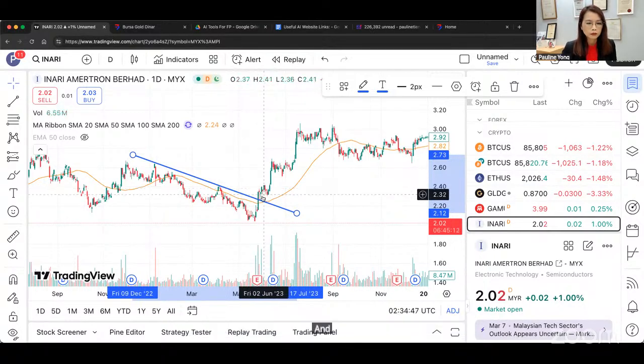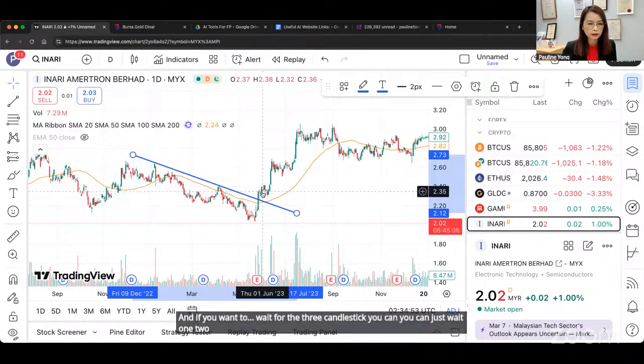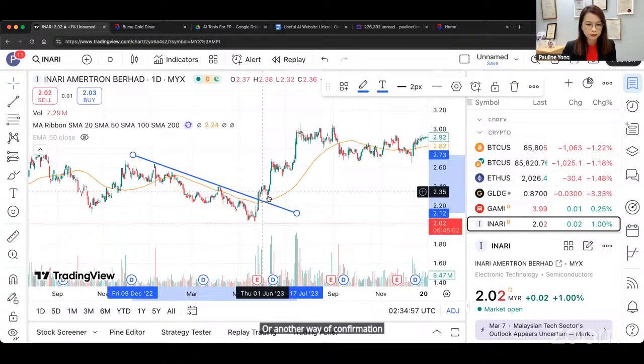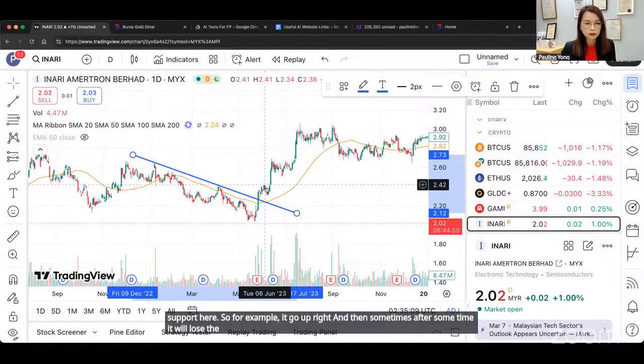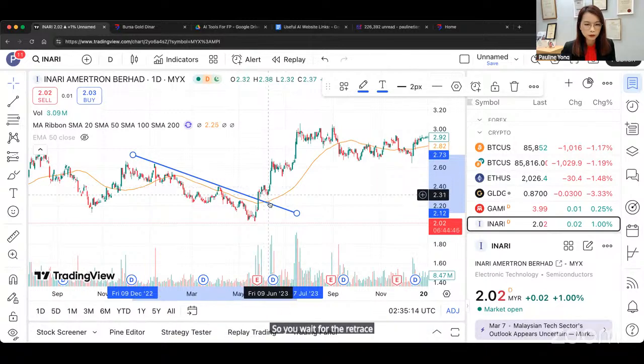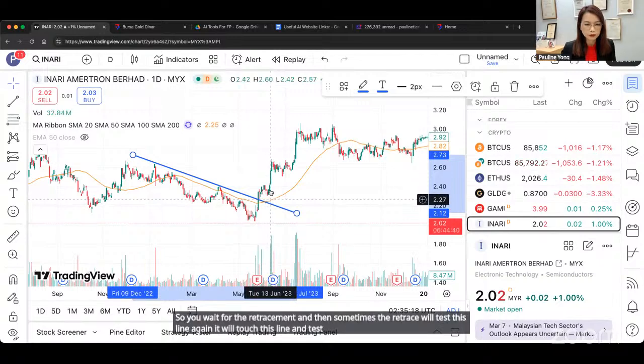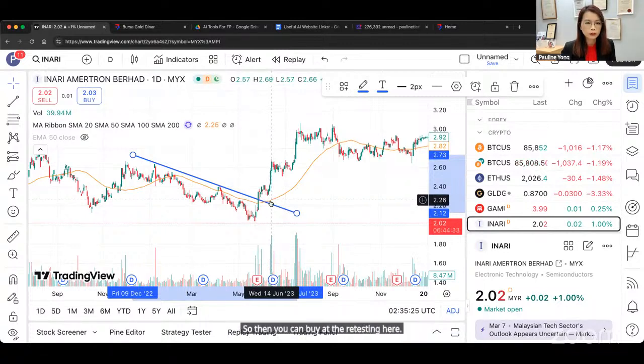And if you want to wait for the 3 candlesticks, you can just wait 1, 2, 3, and then you go in at the third candlestick there. Or another way of confirmation is to wait for a rebound, like a retesting of the support here. For example, it goes up, and then sometimes after some time, it will lose the momentum. Then it will start to retrace. So you wait for the retracement, and sometimes the retrace will test this line again. It will touch this line and test it again before it jumps up again. So then you can buy at the retesting here.